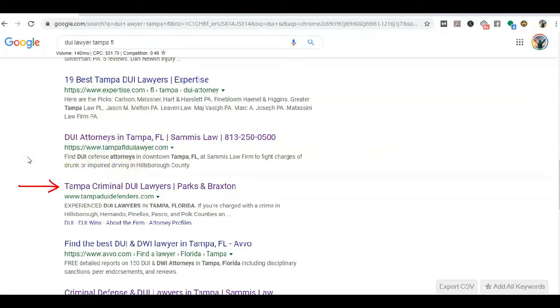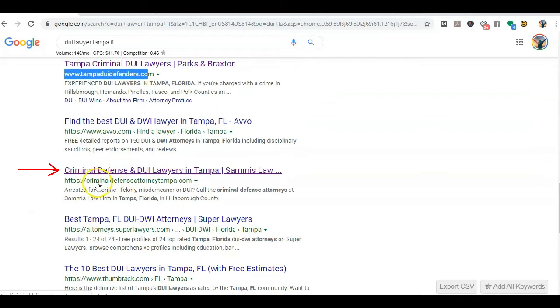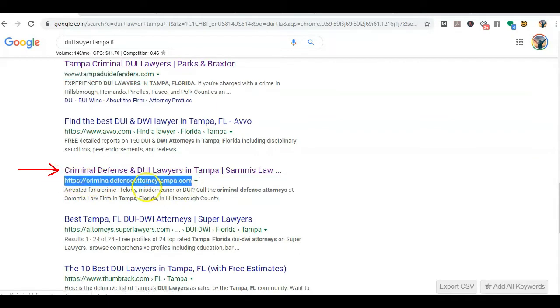Okay, look at the second one. He's also got a variation, Tampa DUI, in his web domain. That's called a partial match, and that's helping him also. This is an exact match domain. This is a partial match domain. If you come down here, you see that this guy does not have the keyword in the domain. He does not have DUI lawyer, but he does have DUI lawyer in the title tag.